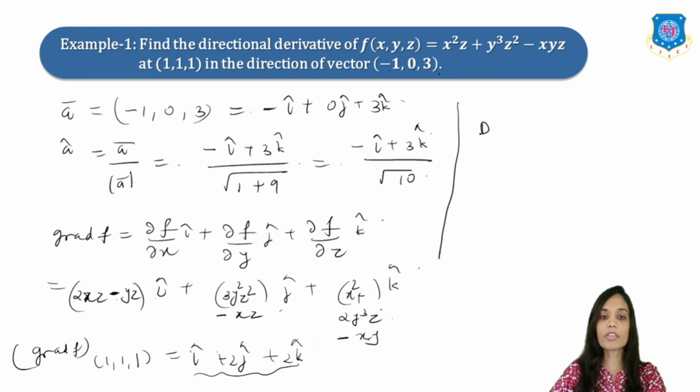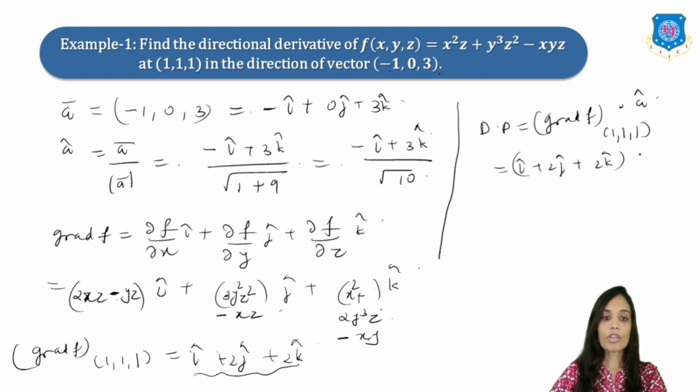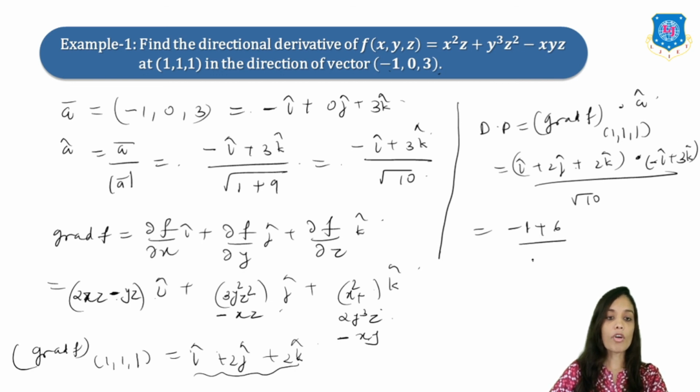So directional derivative answer will be gradient of f at point (1, 1, 1) dot our a cap. So let us put all these values. So i cap plus 2j cap plus 2k cap dot this, that is -i cap plus 3k cap upon square root 10. So next let us do the dot product. So it will be minus 1, right? This will go to 0 plus 6 upon root 10 because here we don't have j cap. So final answer will be 5 upon root 10. Okay, so this is the answer of the directional derivative.